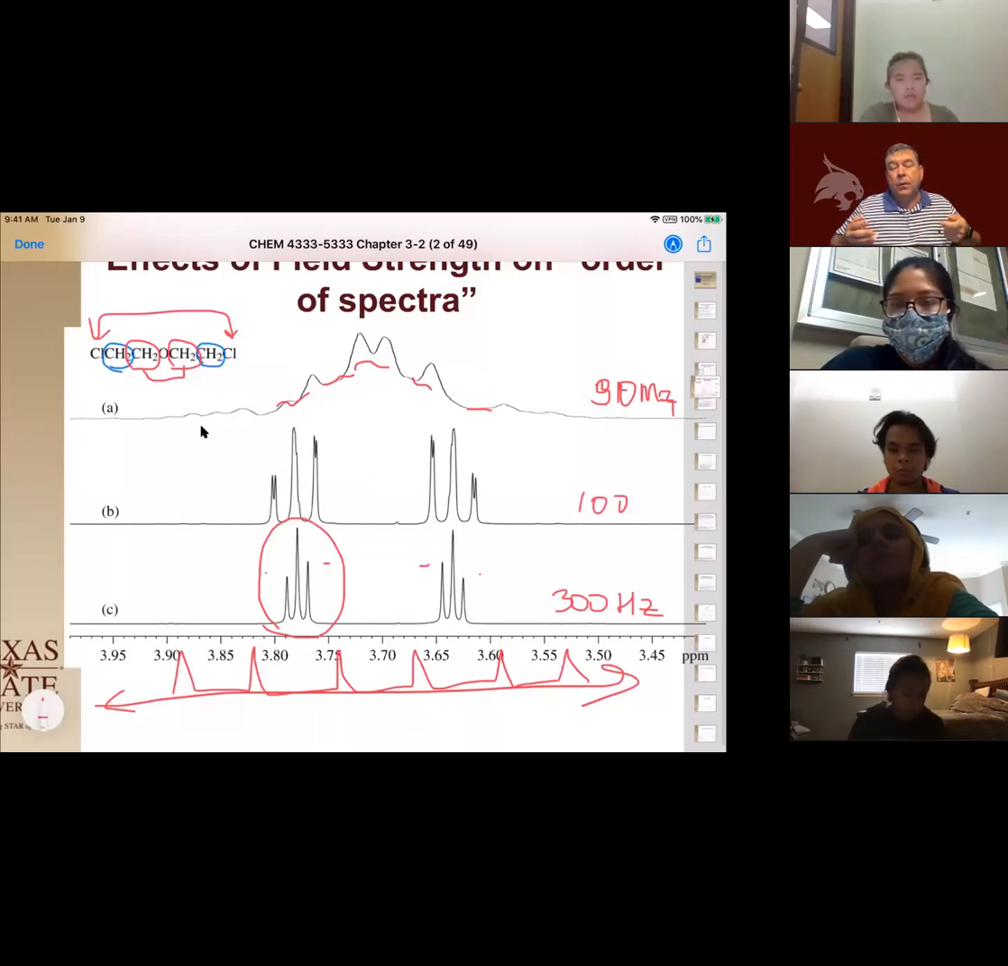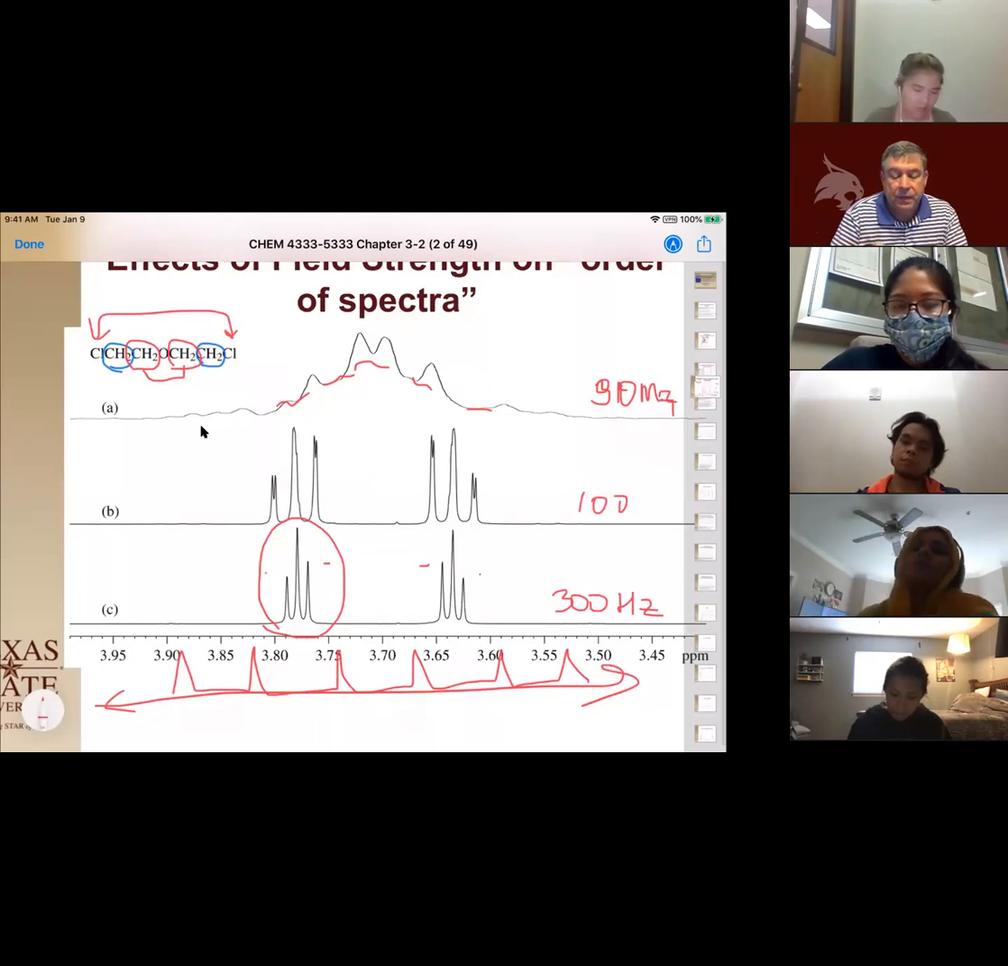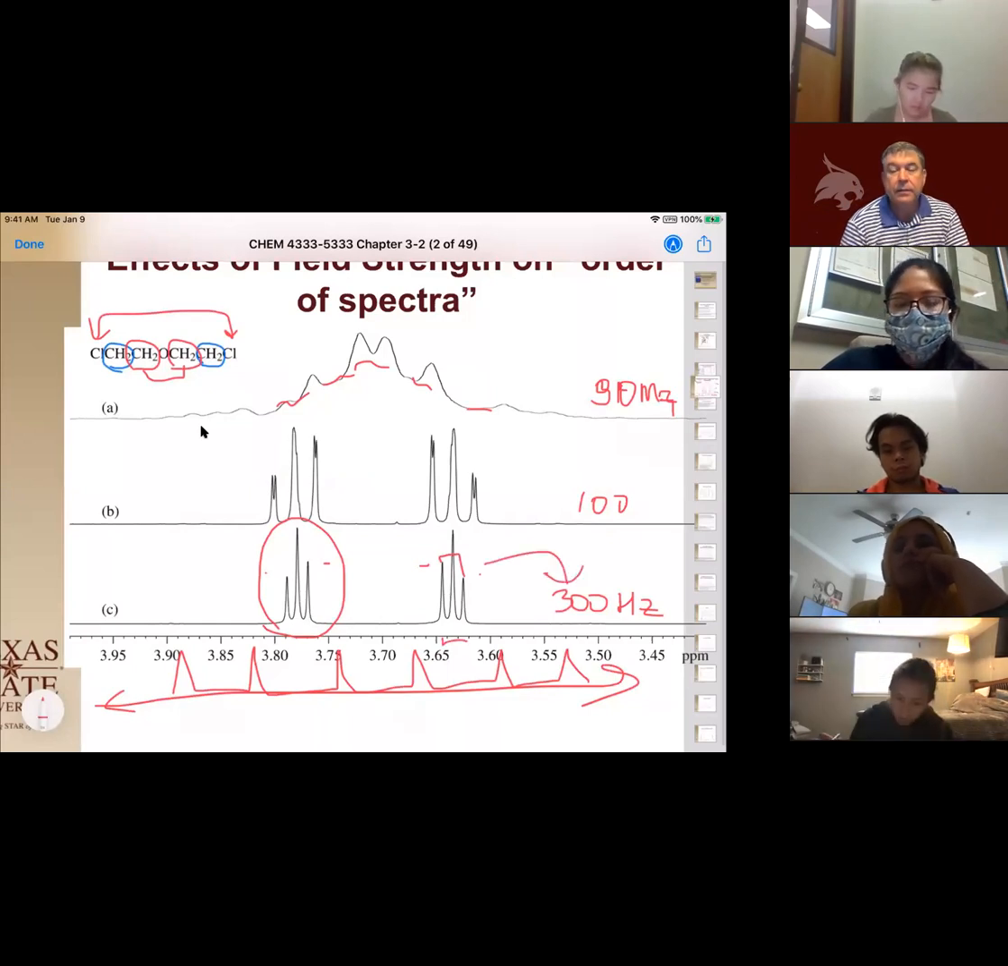Okay, so the higher the frequency of the NMR you have, the more this spreads out, and the cleaner the spectrum you get. But we can still go back, calculate the distance here and the distance here from ppm, and back-calculate to figure out what our coupling constant is.